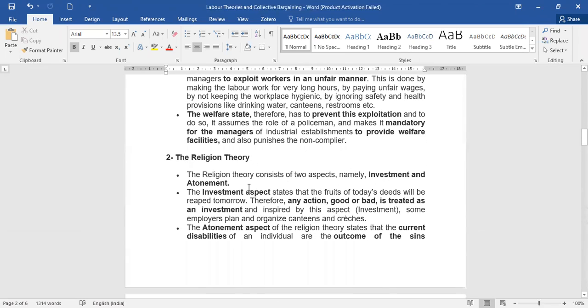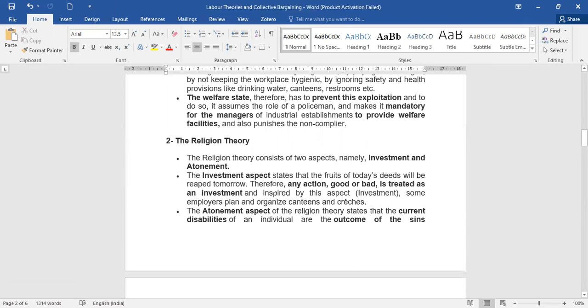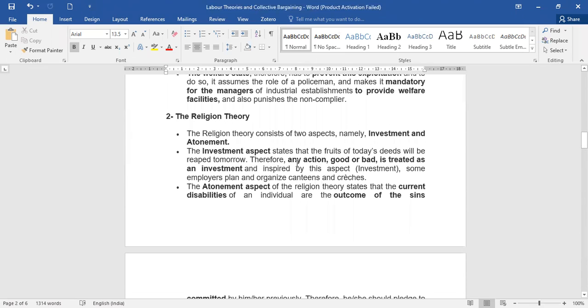Then we have the religion theory. This religion theory consists of investment and atonement. Now, what is this investment and atonement aspect? Investment states that the fruits of today's deeds will be reaped tomorrow. It means that any action, whether good or bad, is treated as an investment, and accordingly it can give the results.